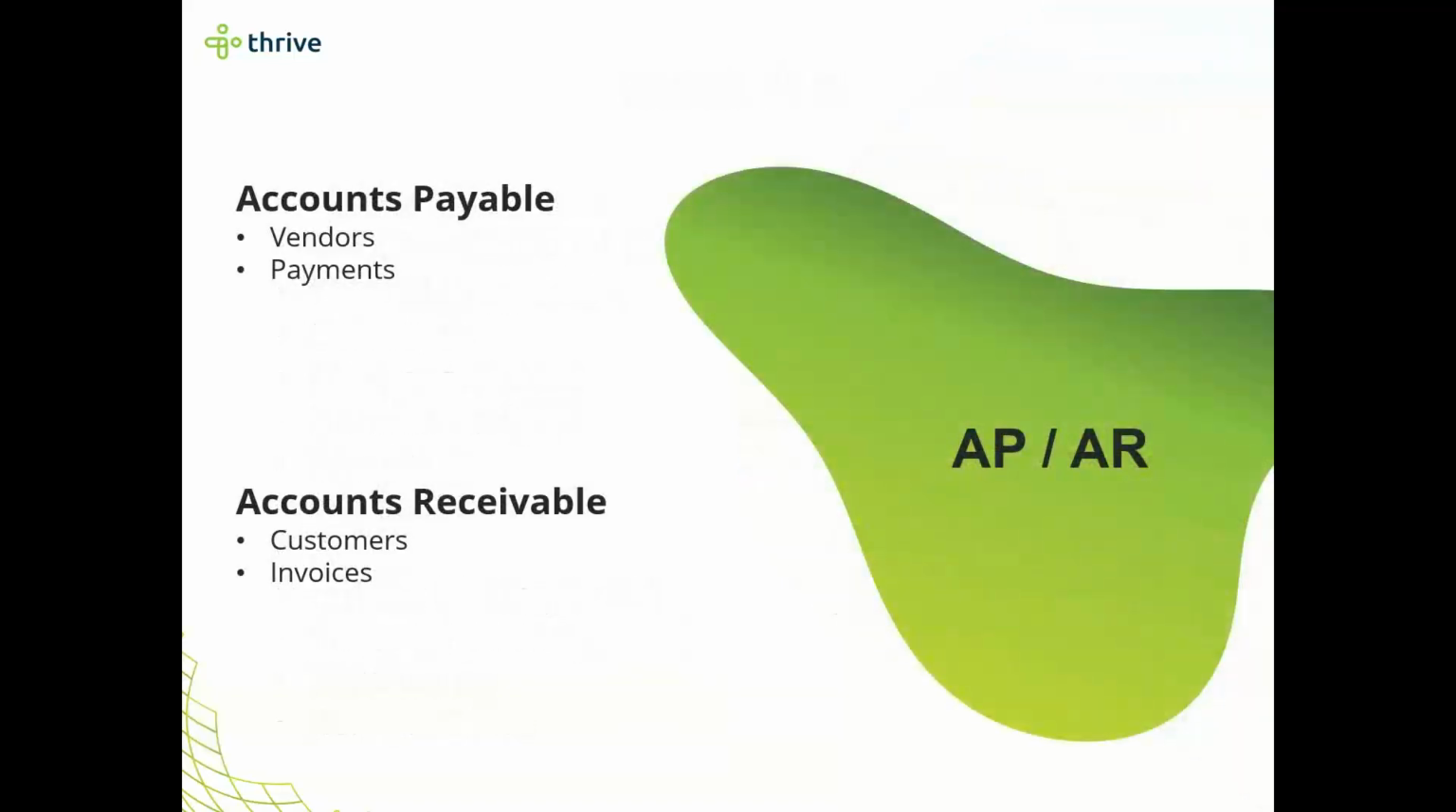Okay, so we'll have a look first at the AP and AR modules. So for accounts payable, the main things that we will look at archiving will be vendors and payments. With vendors, if you have any vendors that you haven't used for a while, maybe a couple of years or something, and they're just cluttering up your selection lists when you're doing invoices and stuff, you might just want to go through and make them inactive.